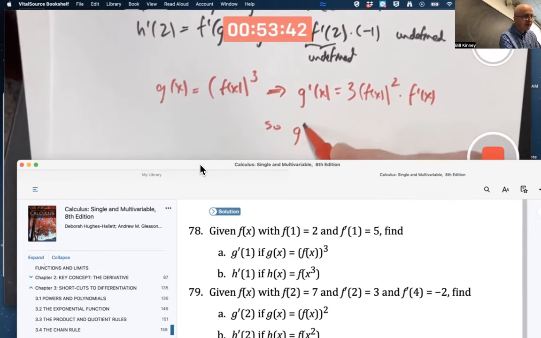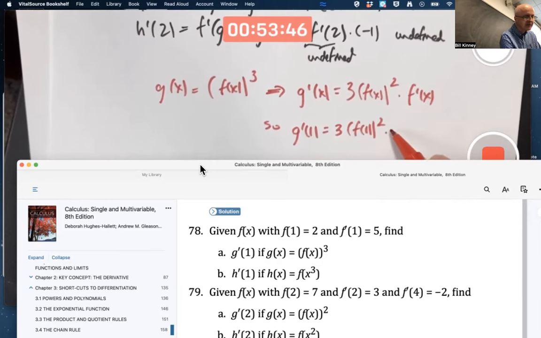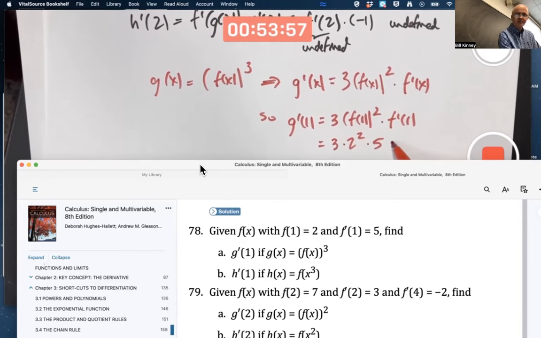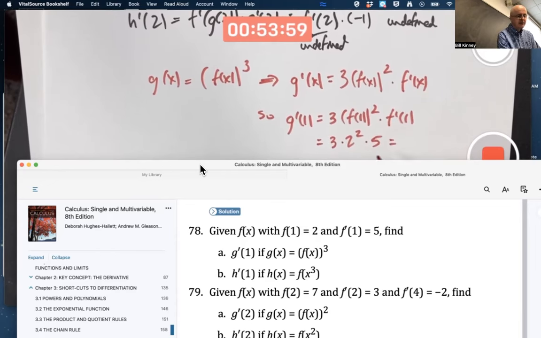So g prime of 1 is 3 times f of 1 squared times f prime of 1. You only plug in your numbers after you've differentiated. f of 1 is 2. f prime of 1 is 5. 3 times 4 times 5 is 60. The answer is 60.